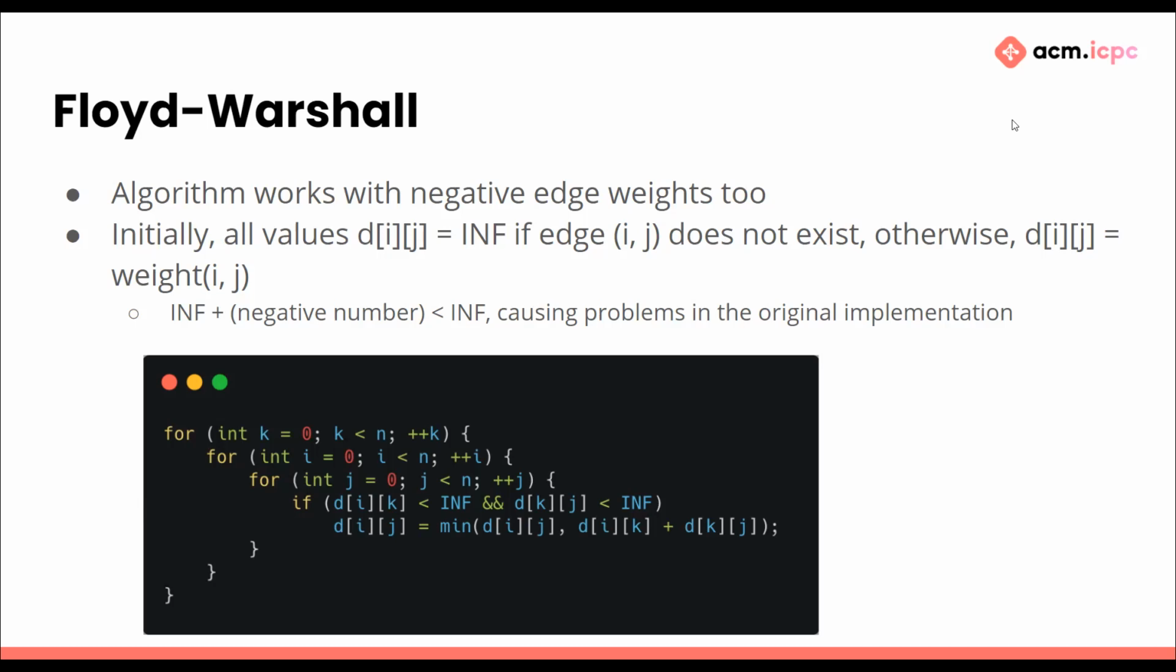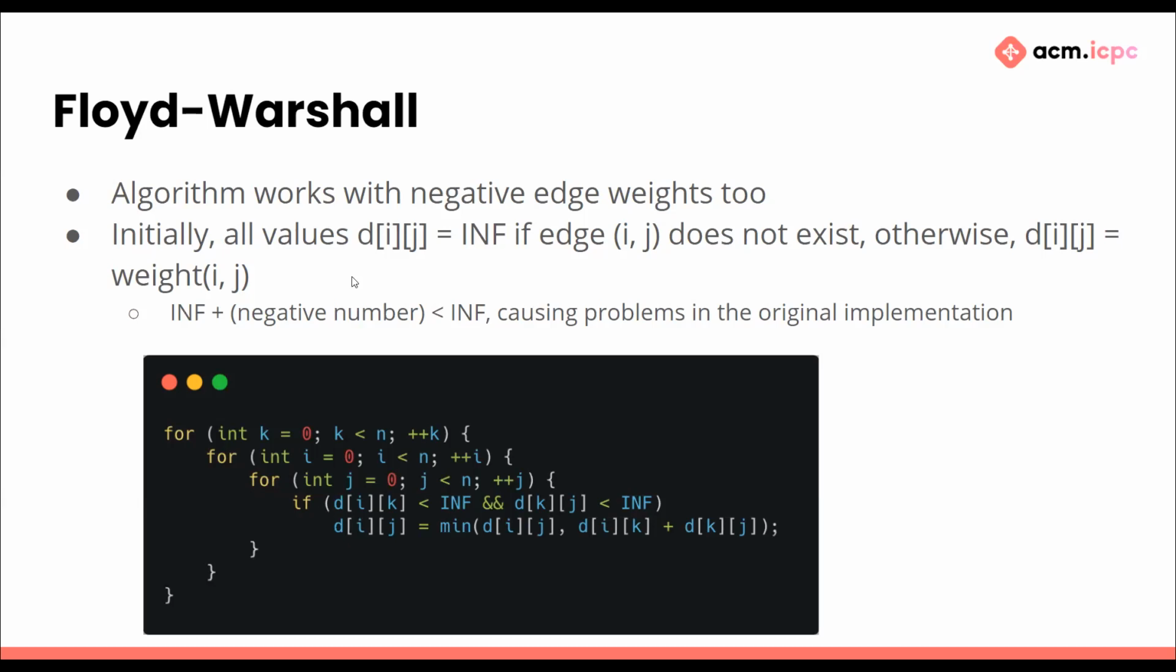And so in the original implementation of Floyd-Warshall's, we might have a problem if there's negative edges, because let's say we have the infinity value, and then we add a negative number. Then, of course, infinity plus some negative number will always be less than infinity. And since it's less than infinity, we will interpret that as a valid distance. This will give us some problems in our implementation, and we don't want that, because infinity also represents no edge. So we technically don't want to add infinity with something else.